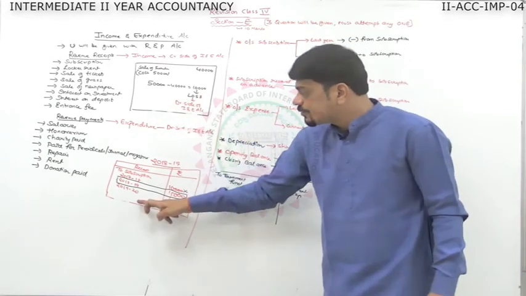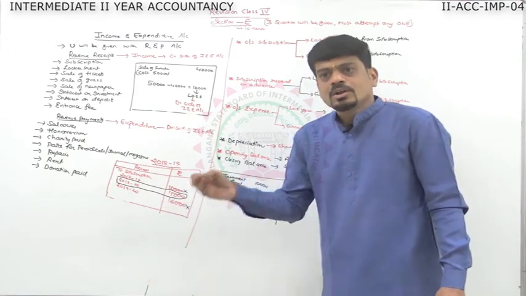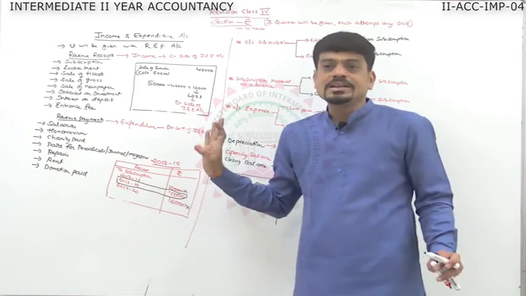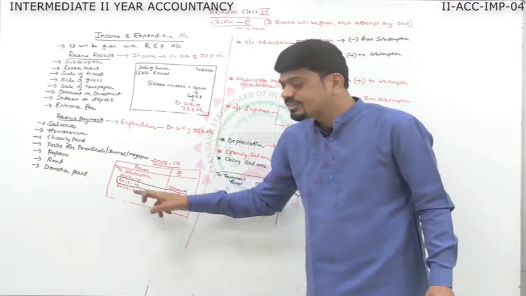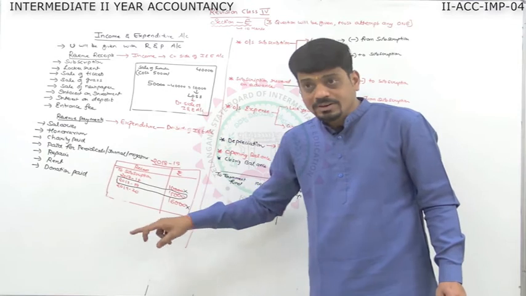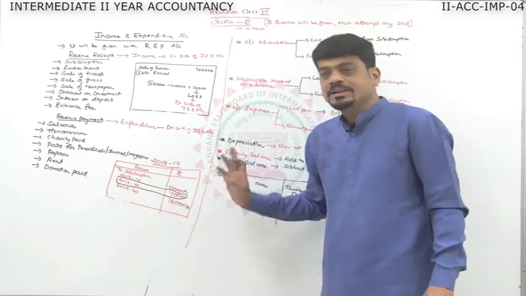Then about subscription, 3 years will be given. Logic is consider the middle year. That's it. Simple logic. Consider the middle year. First year and next year you leave. Last year and next year you leave. Current year you consider. It will be the current year, always the middle.